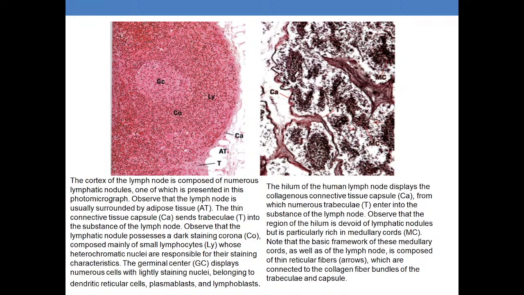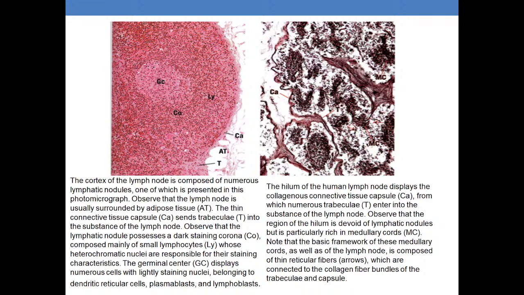Observe that the lymphatic nodule possesses a dark-staining corona composed mainly of small lymphocytes whose heterochromatic nuclei are responsible for their staining characteristics. The germinal center displays numerous cells with lightly staining nuclei belonging to dendritic reticular cells, plasmablasts, and lymphoblasts.